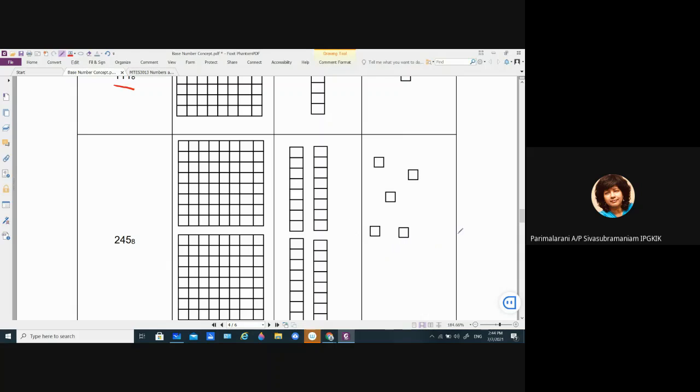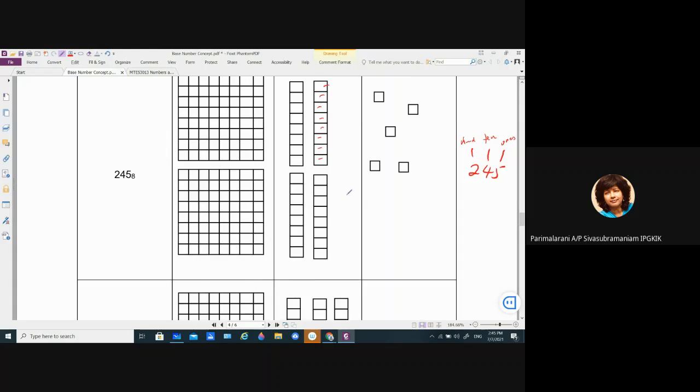For a decimal number, base 10, this is the ones column, this is the tens column, and this represents the hundreds. Here we don't have tens, but we have eights because it's base 8. So our second column, according to the base, is only 8. So there are only 8 units in each 8.